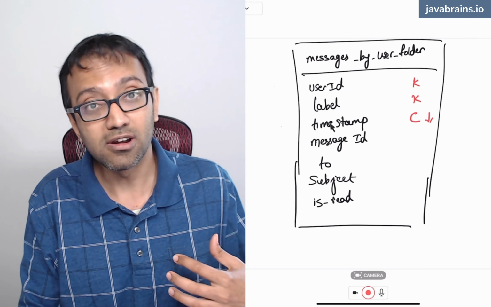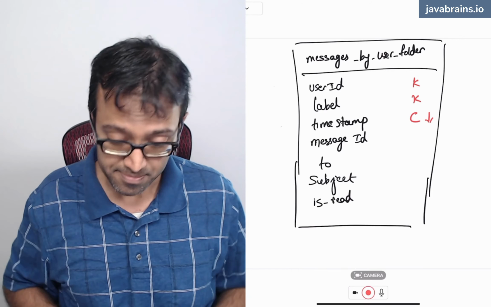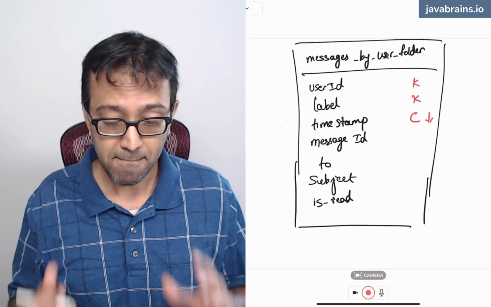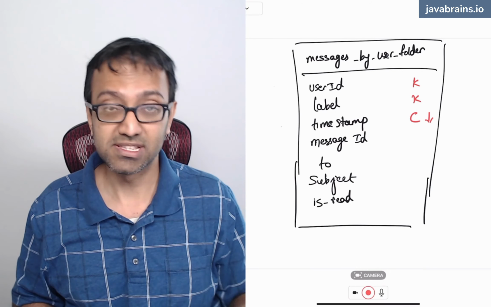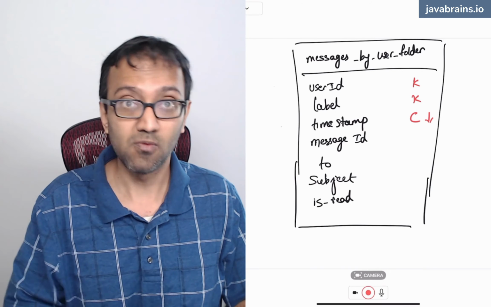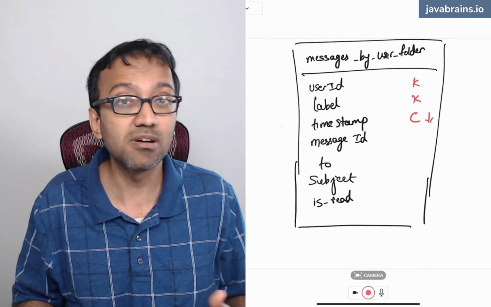So descending order sorting of timestamp is going to give us the kind of sorting behavior that we need. All right, so this is the message by user folder. Now the user sees a list of messages and they click on one. What do we do? We show the message details page, right? So we have a given message ID and we want all the information about that message.